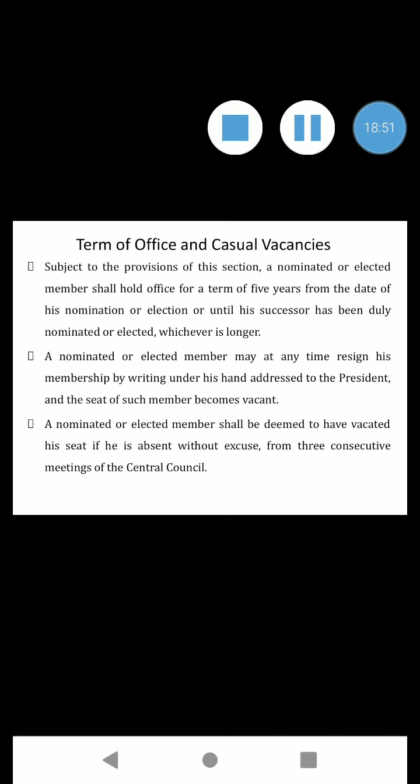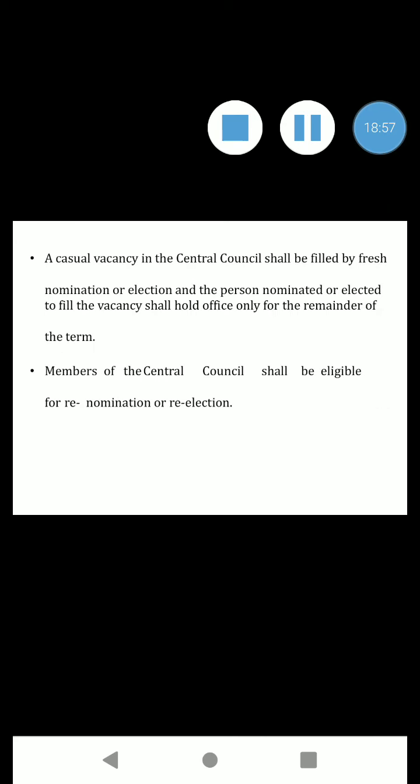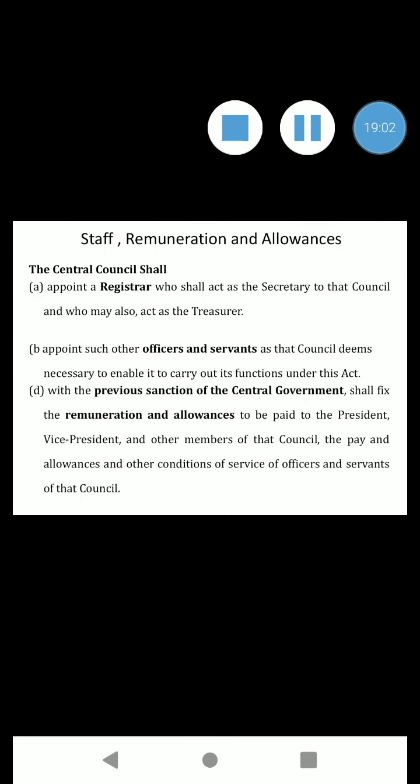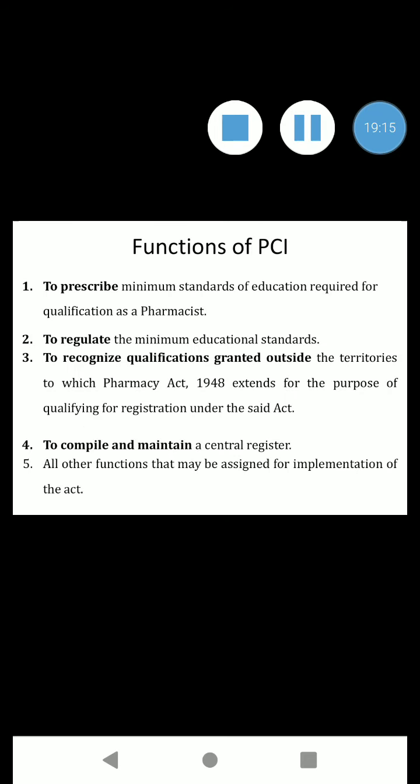Then the vacancy is filled by elected and nominated members with full pay. Also there are staff remuneration and allowances for reserved seats, elected seats or nominated members. Then the next part is the functions. First, to provide the minimum standard of education required for the pharmacist, and also to regulate that minimum standard of education.